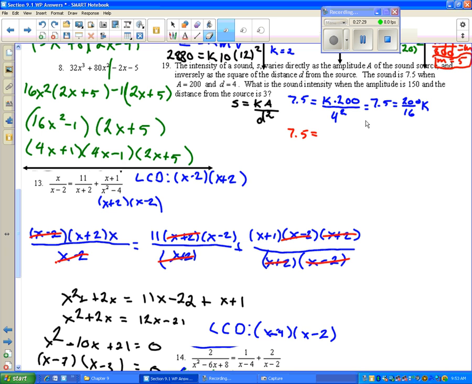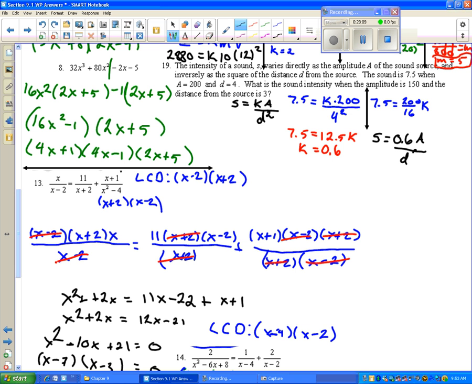Technically speaking, these equal signs should not be here. So this is one part of my problem. This is the second step of my problem, and this is the third step of my problem. 7.5 is equal to 200 divided by 16 is 12.5 K. Divide both sides by 12.5. And I get my K to be 0.6. So I can come back to my original problem and say that S is equal to 0.6 times A over D squared.